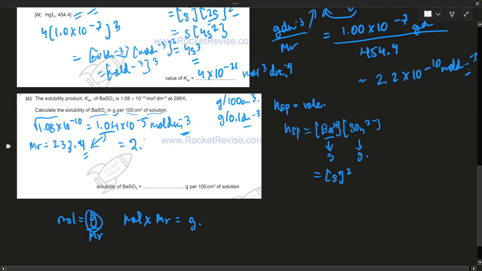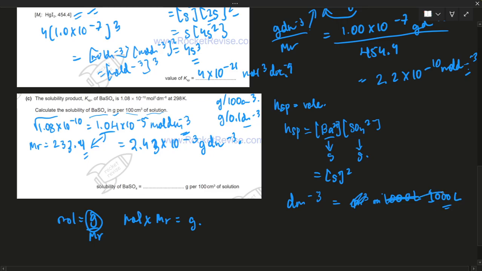Let me just go back. Yeah, 2.43 multiplied by 10 to the power minus 3 grams per dm cubed. Okay, now this is the last part. How do you go from 1 dm cubed? Dm cubed is basically similar to, how can I say it, it's basically similar to 1 liter.